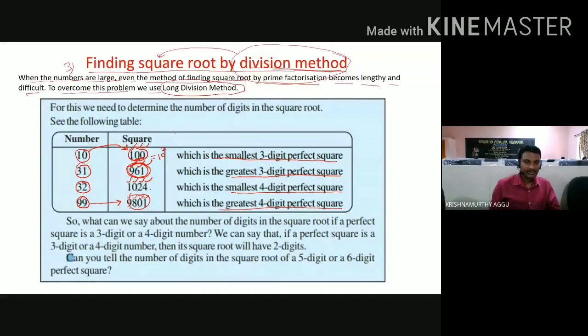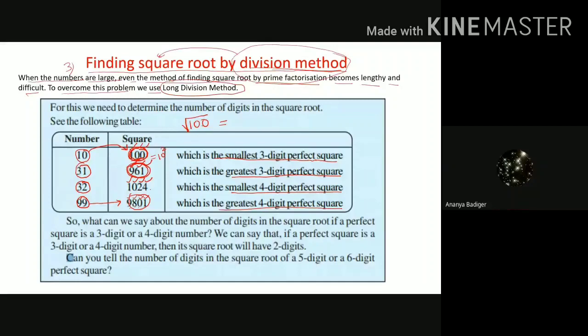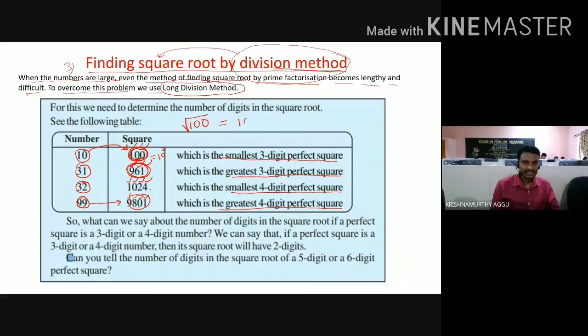From this, I would like to give you some more information. Suppose you select the perfect square number 100, and you take the square root of this. What is the answer for the square root of 100? Can you guess? 10. Yes, very good. 10 squared is 100, and reversely, the square root of 100 will be 10, right? Next one, you select 961, the square root of 961.